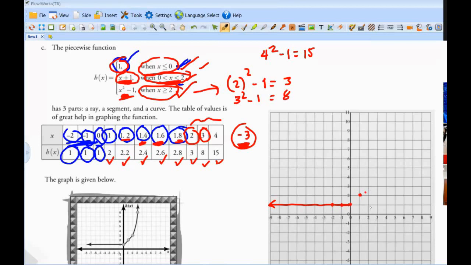And then 2, 1.4, 2.4, and so on. And then 2, 3. 2, 3 is here. And then 3, 8. And 4, 15. And so on. So the graph will be moving, going up. That is the graph of this function.